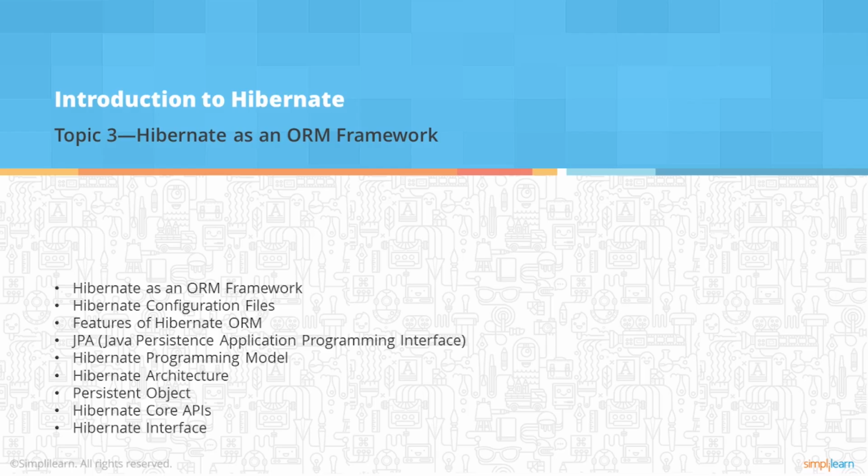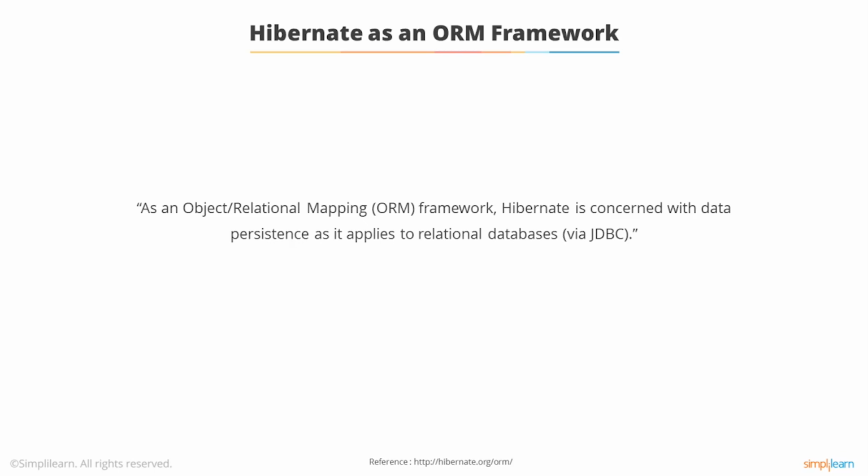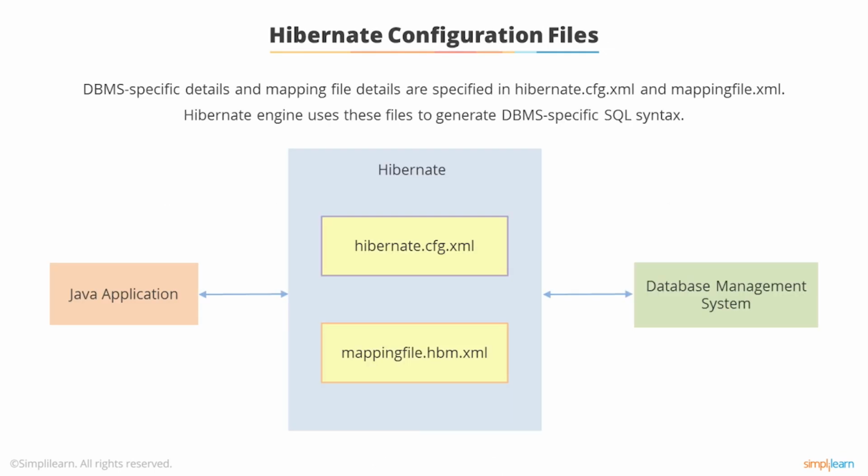Let's look at Hibernate as an ORM framework from an architectural, feature, persistence, and API perspective. As an object relational mapping framework, Hibernate is concerned with data persistence as it applies to relational databases via JDBC. DBMS specific details and mapping file details are specified in files called hibernate.cfg.xml and mappingfile.xml. The Hibernate engine uses these files to generate DBMS specific syntax.